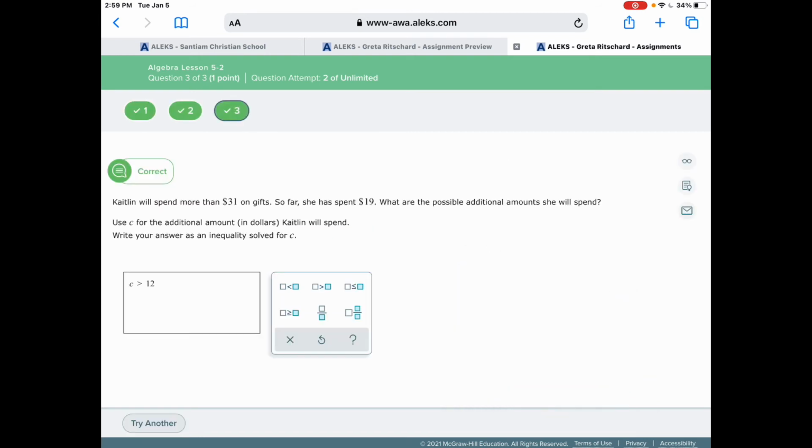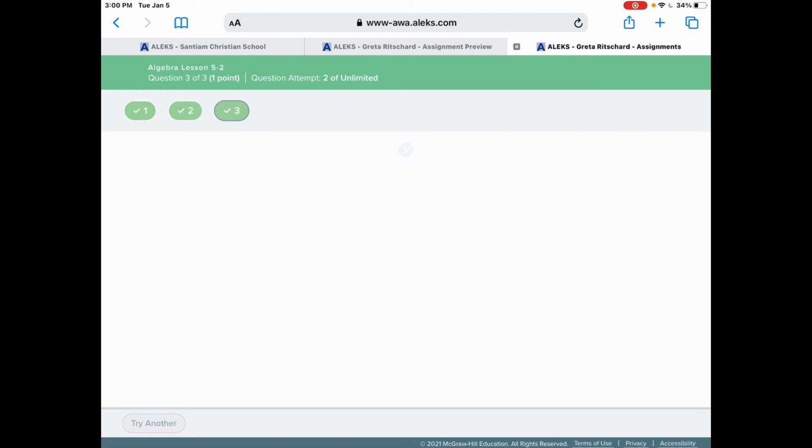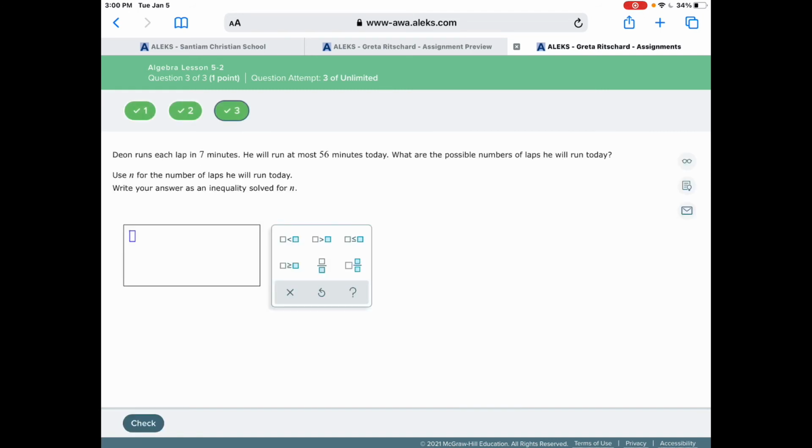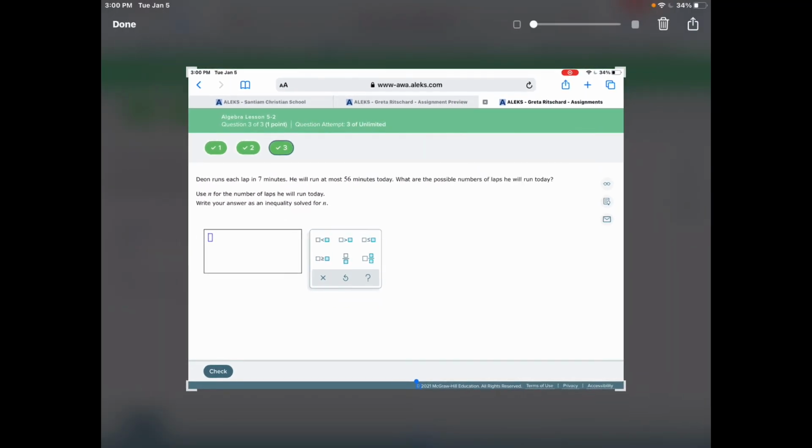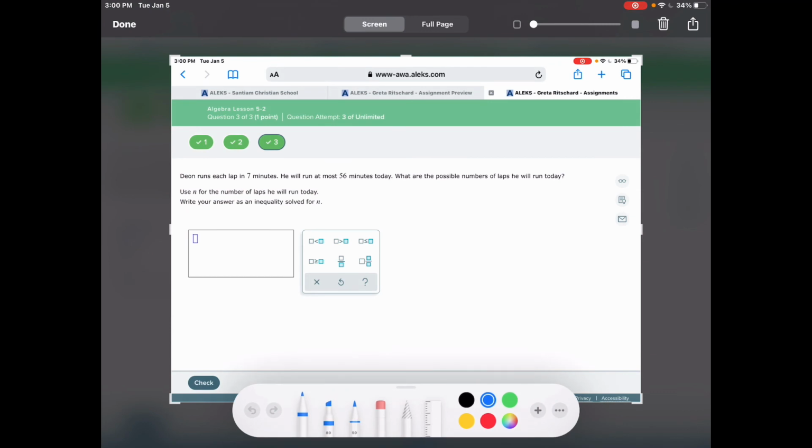Check. All right, let's try one more of those just in case you need that. Dion runs each lap in 7 minutes, and he's going to run at most 56 minutes today. What are the possible numbers of laps he will run today? This one's just a little bit different because we have numbers of laps. So every time he runs a lap, it's 7 minutes. So if I do 7 times the number of laps, that will tell me how many total minutes he's run.